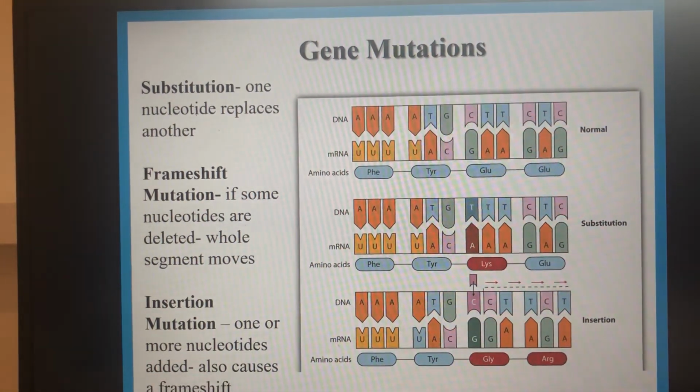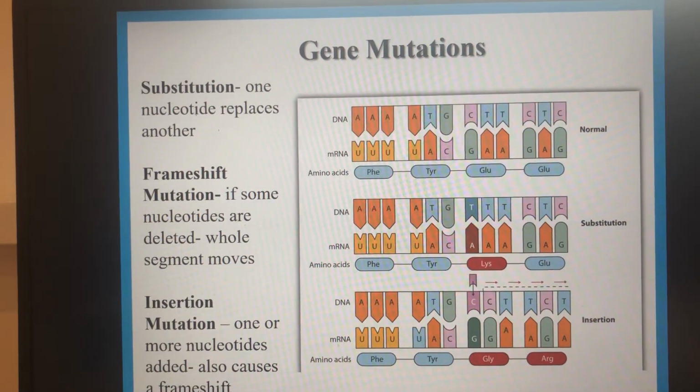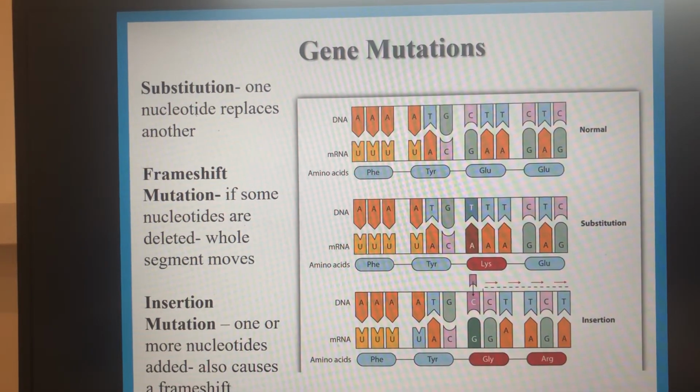So sometimes a substitution doesn't affect the amino acid that is coded for, because if you remember, when we did codon bingo, I think we did codon bingo. I don't know if we ever got it. I don't know if we did with your class yet.